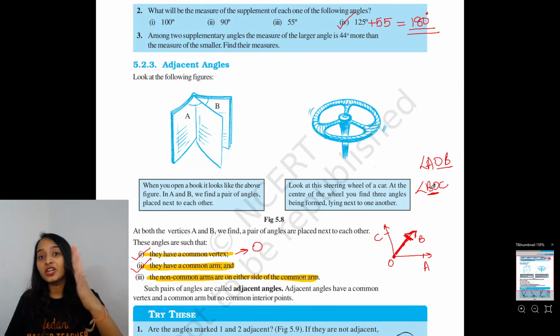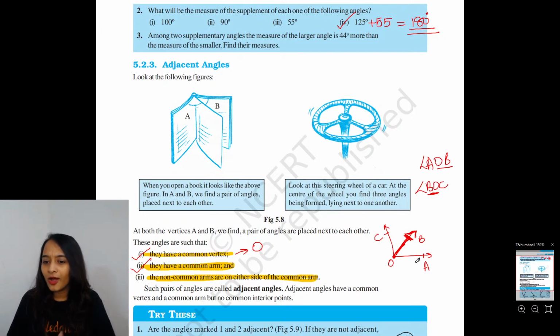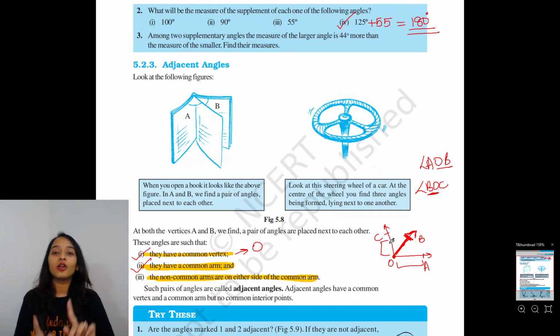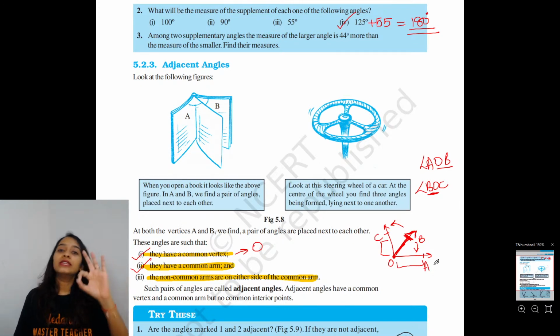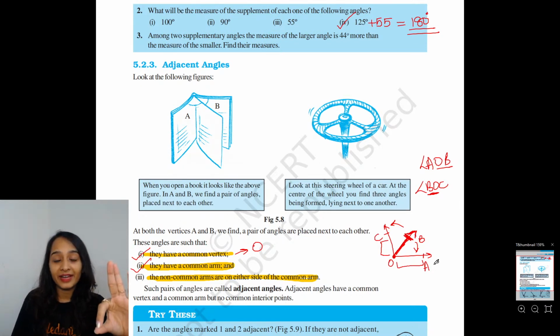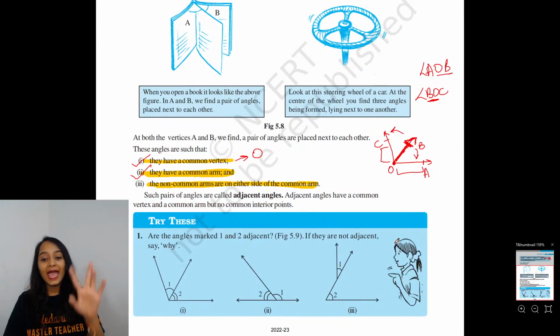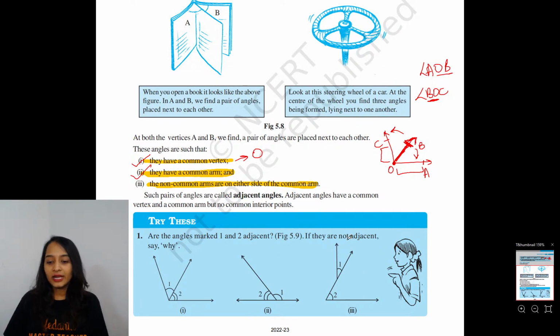And arms which are not common. What arms are not common? OA and OC are not common. So arms which are not common are in opposite directions. One is to the left, one is to the right, on either side of the common arm. Got it? So these are the three conditions to be satisfied if two angles are said to be adjacent angles. Now let us look at this very interesting diagram here.